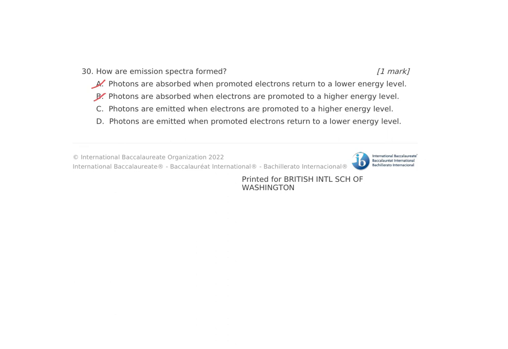So photons are emitted when electrons return to a lower energy level. So they take a photon in and jump up and get excited. So the photon is going in. When they fall back down, they give that photon of light back out. So it's going to be D. Okay.